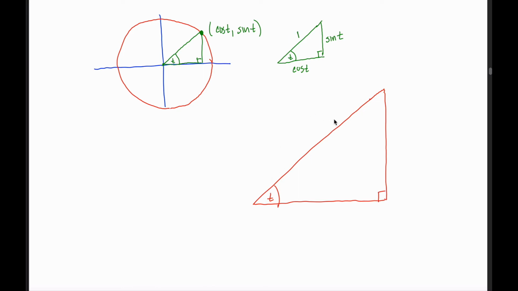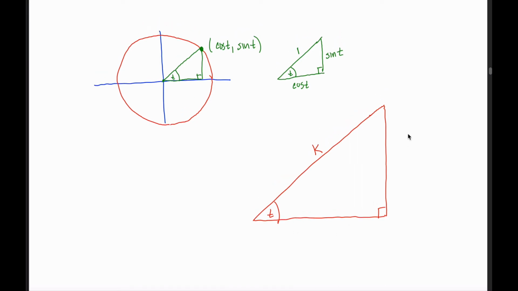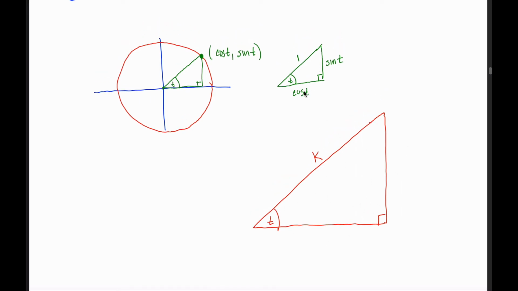But now this hypotenuse is not equal to 1. It's bigger than 1. I don't know, it looks like maybe 3 or so. To keep this as general as possible, let's call it k. It'd be nice if I could figure out this length and this length. Well, it turns out that you can. The reason you can is because this triangle in red and this triangle in green are what are called similar triangles. Similar triangles are just scaled copies of each other.